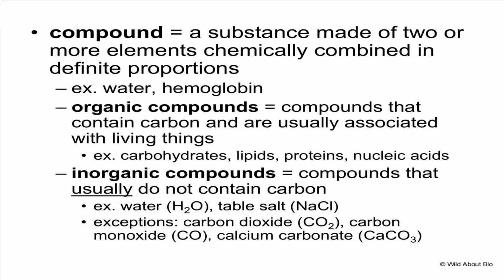Next up, compounds. When elements combine chemically in fixed proportions, we get compounds. Water is a compound, so is hemoglobin, the stuff in your blood that carries oxygen. We also split compounds into 2 main types, organic and inorganic. Organic compounds contain carbon and are linked to living things, like carbohydrates, lipids, proteins, and nucleic acids. Inorganic compounds usually don't have carbon. Water and salt are great examples, though there are exceptions like CO2 and calcium carbonate.